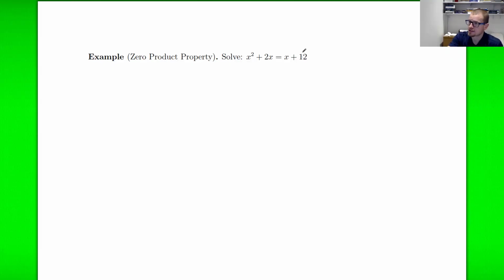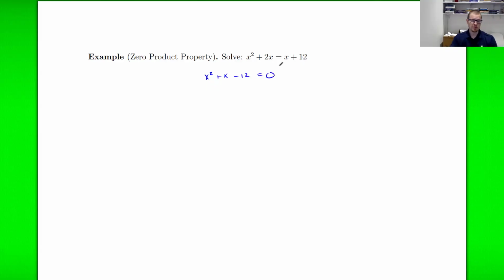So subtract x and subtract 12 from both sides to get x squared. When I subtract x, I'll end up with plus x. Subtract 12, I'll have a minus 12. These are both gone, so it's equal to 0.